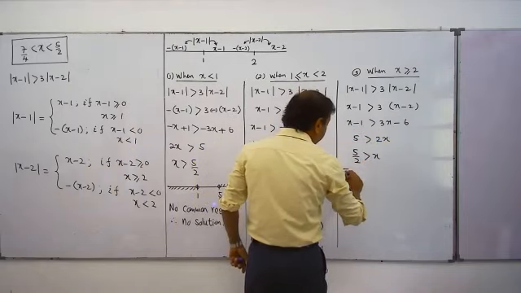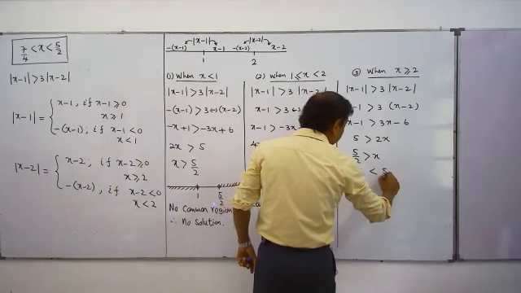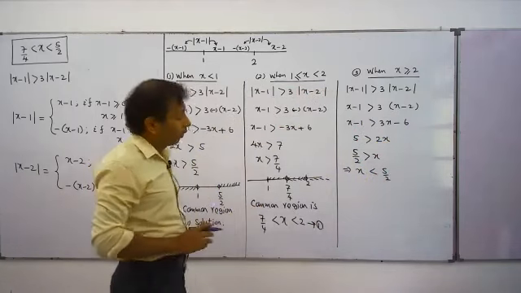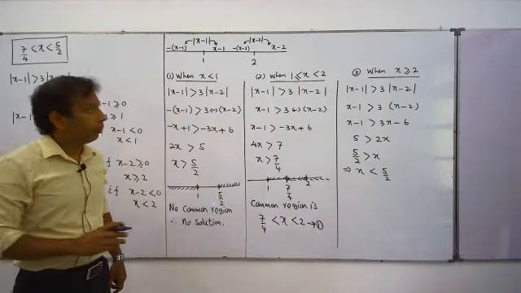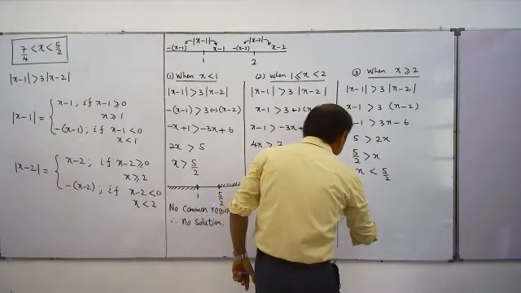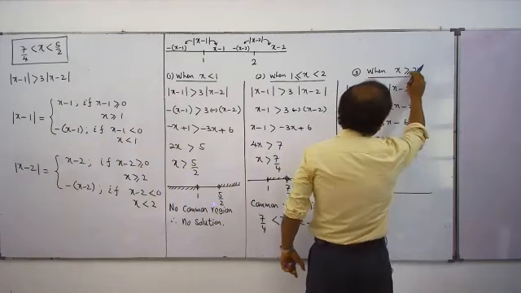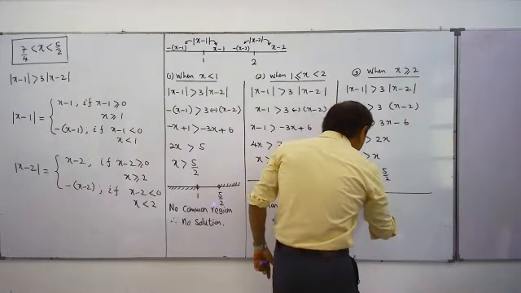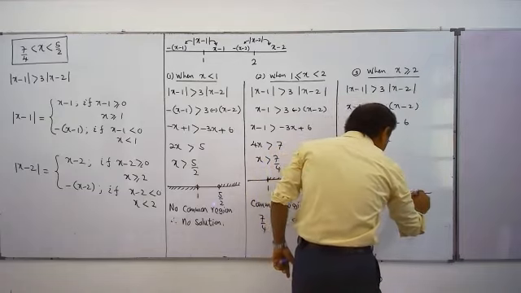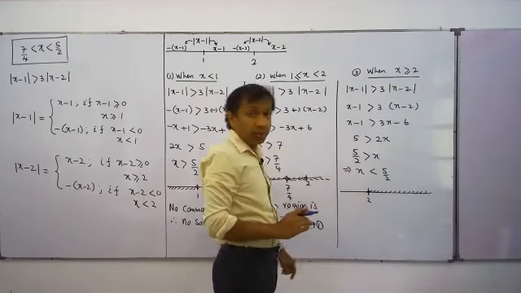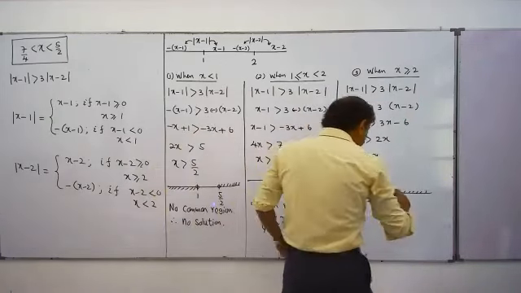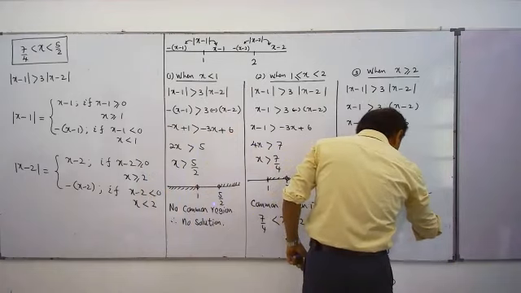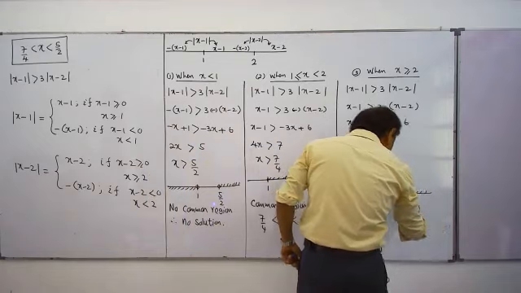And this means what, people? X less than 5 by 2. Now we have to take the common region. Right. We consider the region x greater than or equal to 2. 2 here and this way. The set of solution is less than 5 by 2. 5 by 2 is here. 5 by 2 means 2.5. This way.